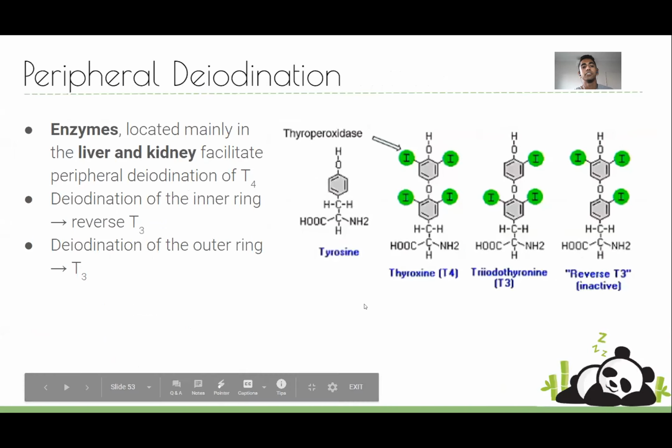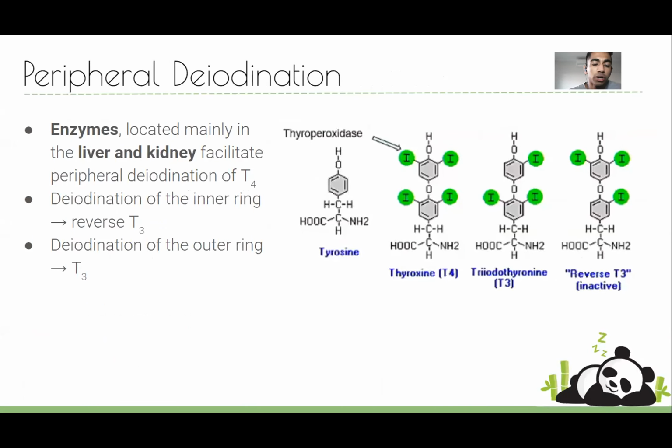Okay, so peripheral deiodination. This is what I was talking about before when we were talking about how T4 is converted into T3. And that's mainly going to be happening in the liver and kidney. So that's removing one of the iodine molecules. If we remove one of our iodine molecules, we're going to get either T3 or reverse T3. And that depends on which part of the molecule it's been removed from. You don't really need to know, but if you're very interested in the thyroid, if you love the thyroid, here's the information. If you deiodinate the inner ring, you're going to get reverse T3. If you deiodinate the outer ring, you're going to get normal T3.